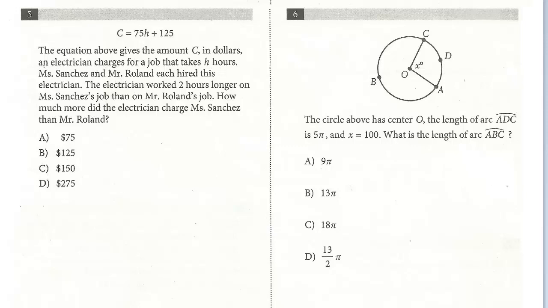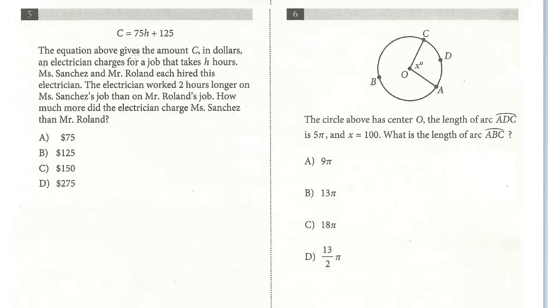The equation above gives the amount C in dollars an electrician charges for a job that takes H hours. Miss Sanchez and Mr. Rowland each hired this electrician. The electrician worked 2 hours longer on Miss Sanchez's job than on Mr. Rowland's job. How much more did the electrician charge Miss Sanchez than Mr.